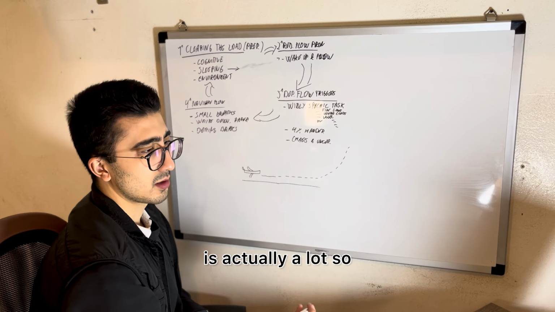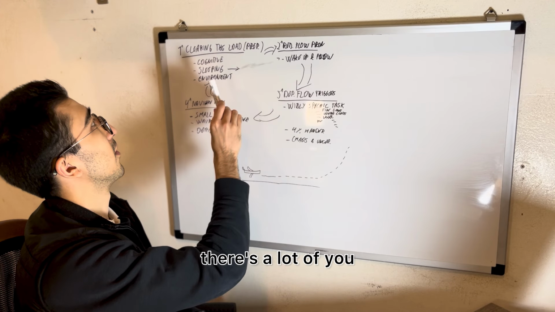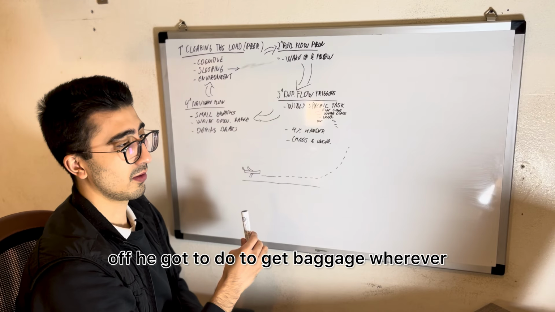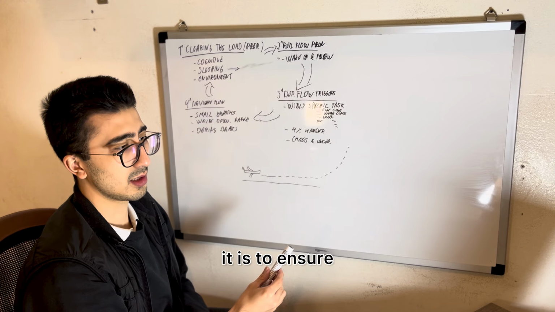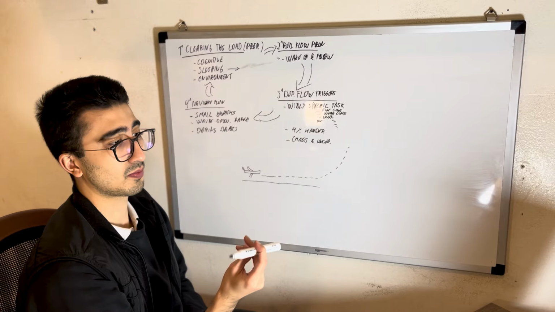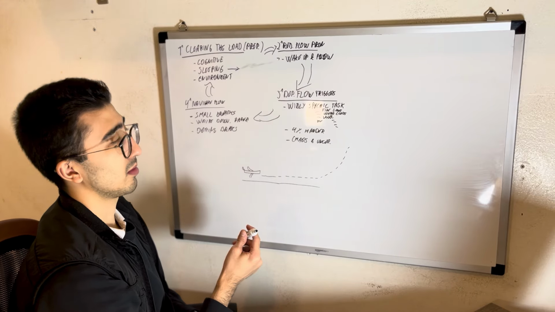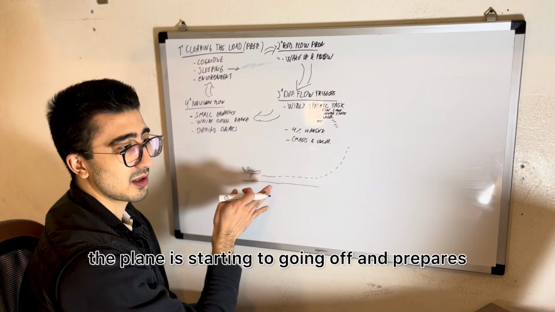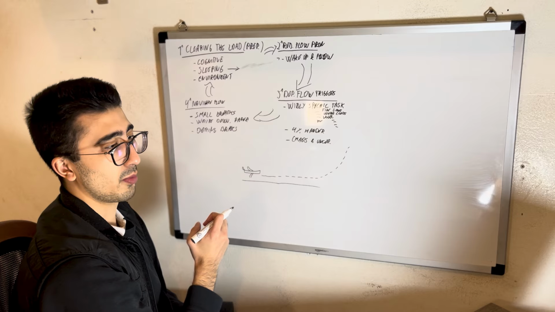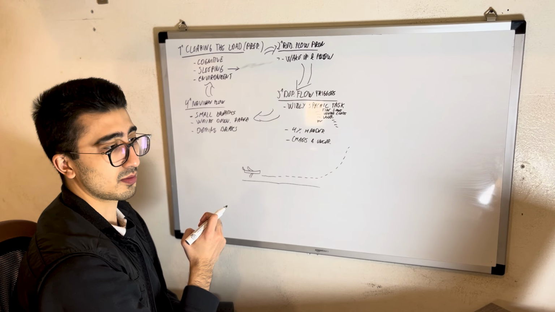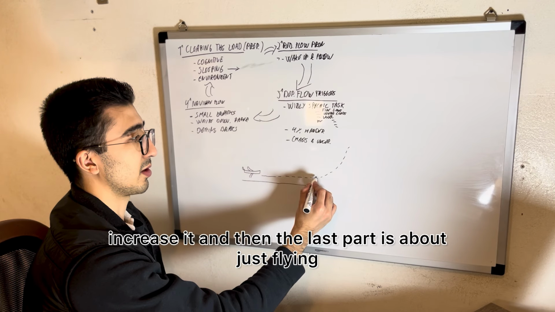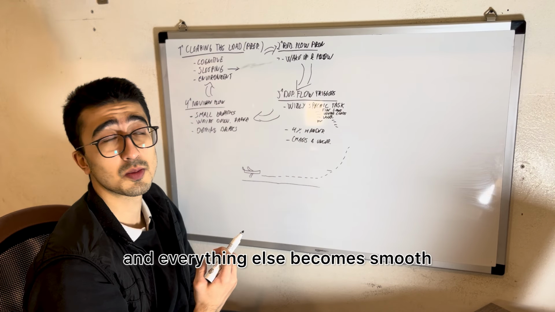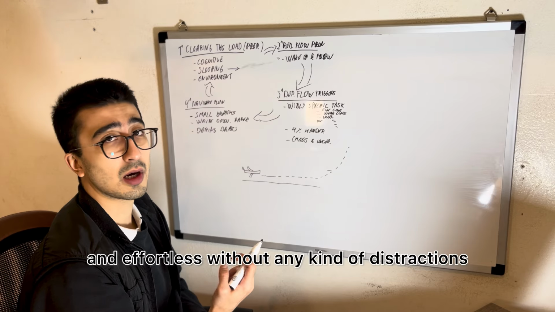The amount that it takes in order to fly is actually a lot. There's a lot of cognitive load that the airplane has to handle in order to take off. It has to get the baggage wherever it is, and ensure that the runway is long and uninterrupted. Then we have the acceleration phase where the plane starts going, prepares the fuel, and the speed increases. And then the last part is just flying, where they actually get in flow, and everything else becomes smooth and effortless without any kind of distraction.